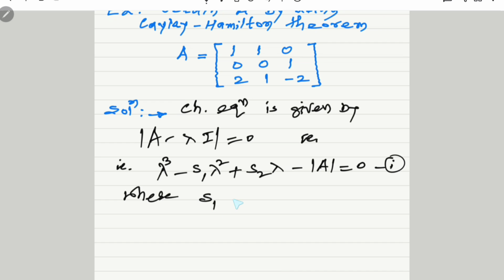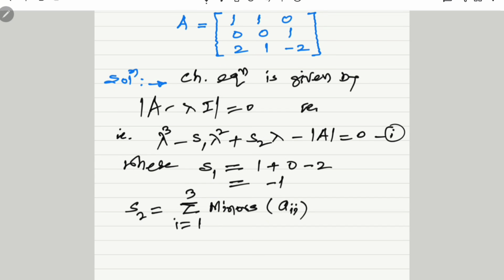where the value of s1 is the sum of the principal diagonal elements. Therefore, that sum is 1 plus 0 minus 2, and therefore 1 minus 2 we get that value as minus 1. S2 is the sum of the minors of the principal diagonal elements.